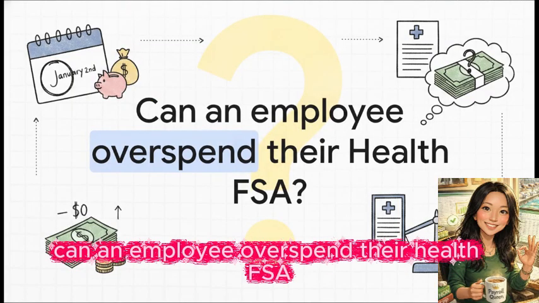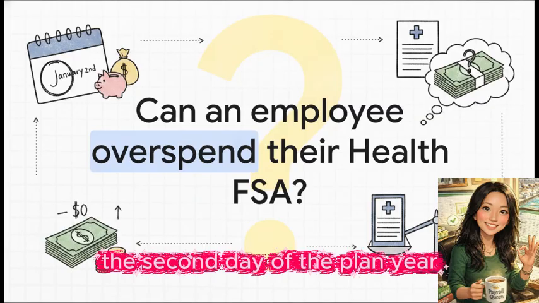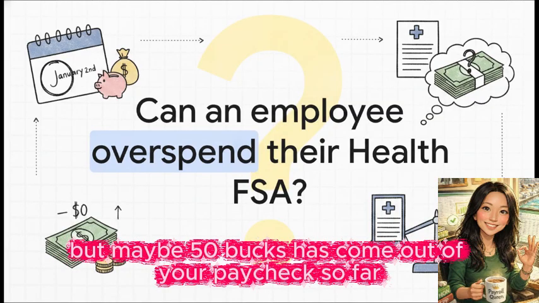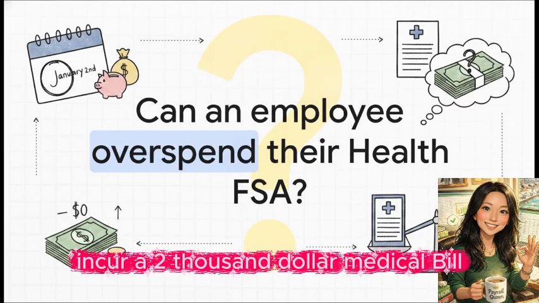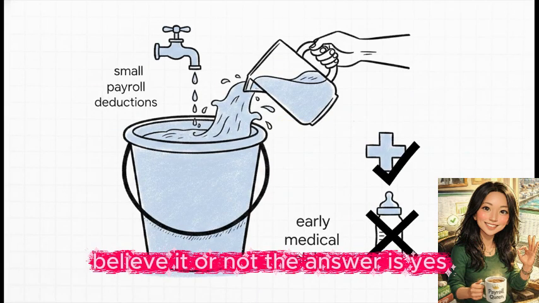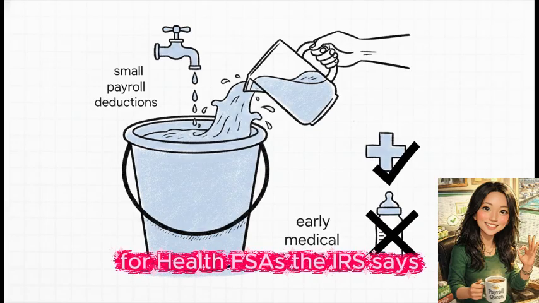Can an employee overspend their health FSA? Imagine it is January 2nd, the second day of the plan year. You elected to put $2,000 in for the year, but maybe $50 has come out of your paycheck so far. Can you go to the doctor, incur a $2,000 medical bill, and get fully reimbursed right then and there? Believe it or not, the answer is yes, and this perfectly illustrates the Uniform Coverage Rule for health FSAs.